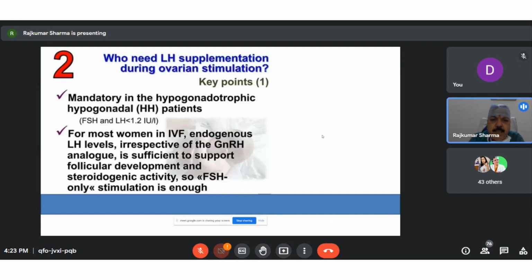So the question was, who needs LH supplementation during ovarian stimulation? It is mandatory in hypogonadotropic hypogonadism, we know that, because they do not have FSH, they do not have LH. So you need to give both to them. But for most IVF patients, endogenous LH levels, irrespective of whether it is a GnRH agonist or antagonist, are sufficient to support follicular development and steroidogenic activity. So FSH-only stimulation is enough in these patients. As there is some amount of LH always present, even when they are downregulated, you need not add LH to this group of patients.